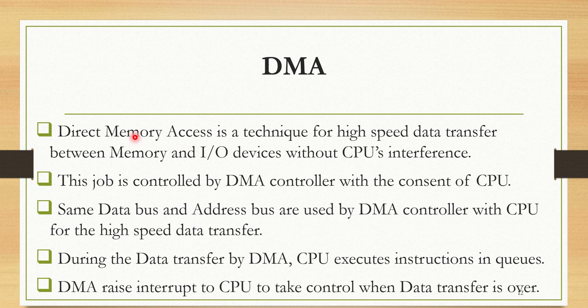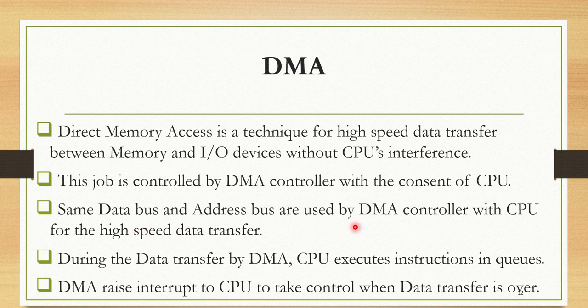Simply, its only job is data transfer between I/O devices and memory. This job is controlled by the DMA controller with the consent of the CPU. DMA cannot do it on its own. If the CPU tells it to, then only it does.